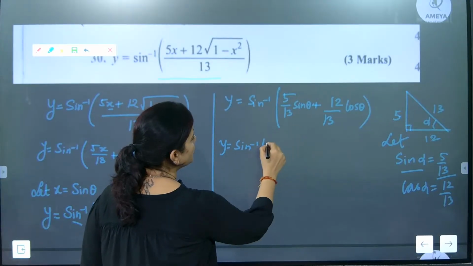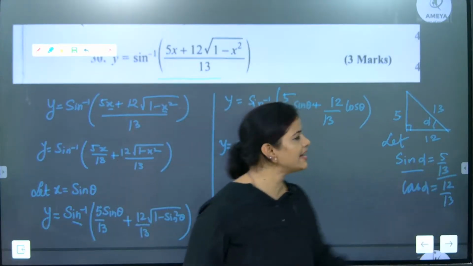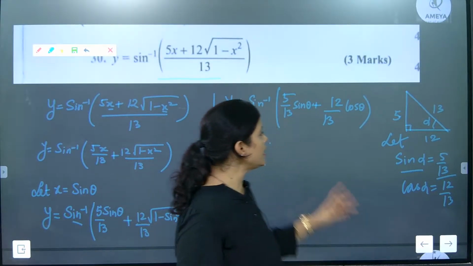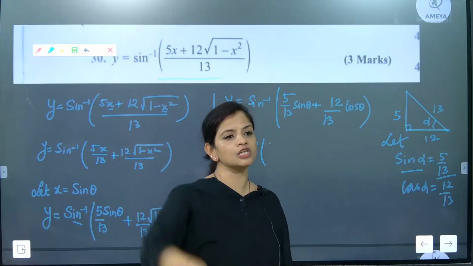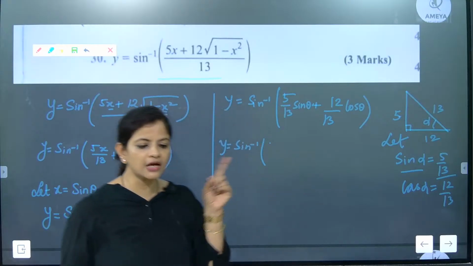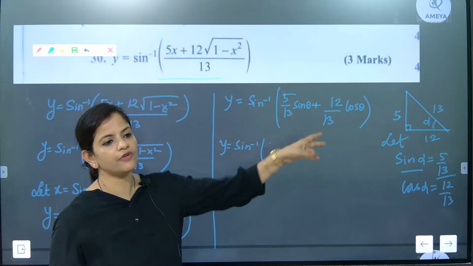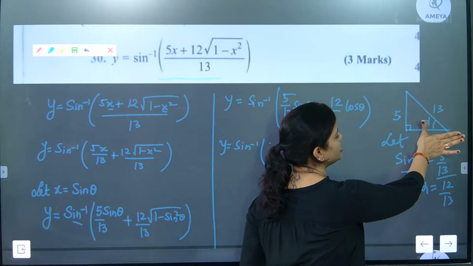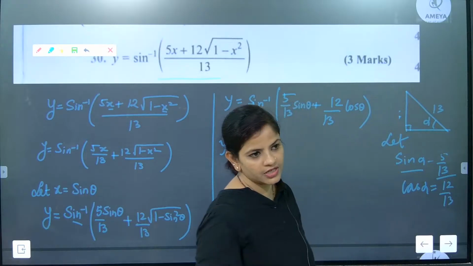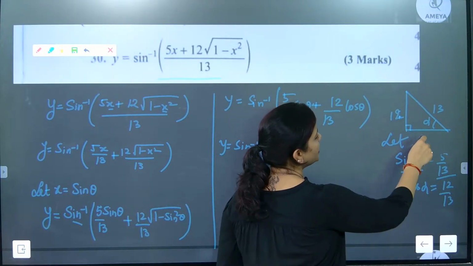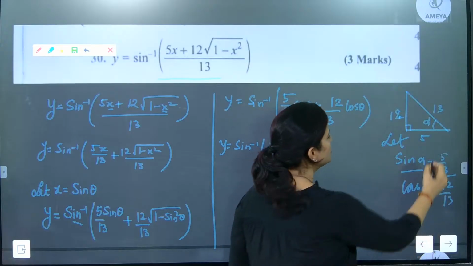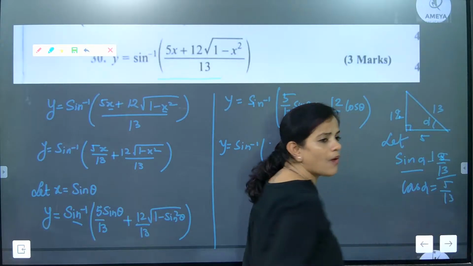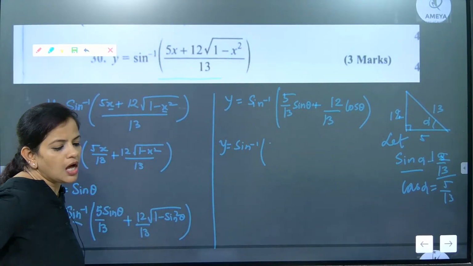Sine inverse is there. Now, instead of 5 by 13, can I write sine alpha? If I write sine alpha, then it will go with the cos formula. Because we are the maker of the answer, we need to be very particularly correct. So one small change I am doing, for our convenience only. Here I am taking 12 and here I am taking 5. Now sine will become 12 by 13 and cos will become 5 by 13. Why I did that, I will explain that part also.